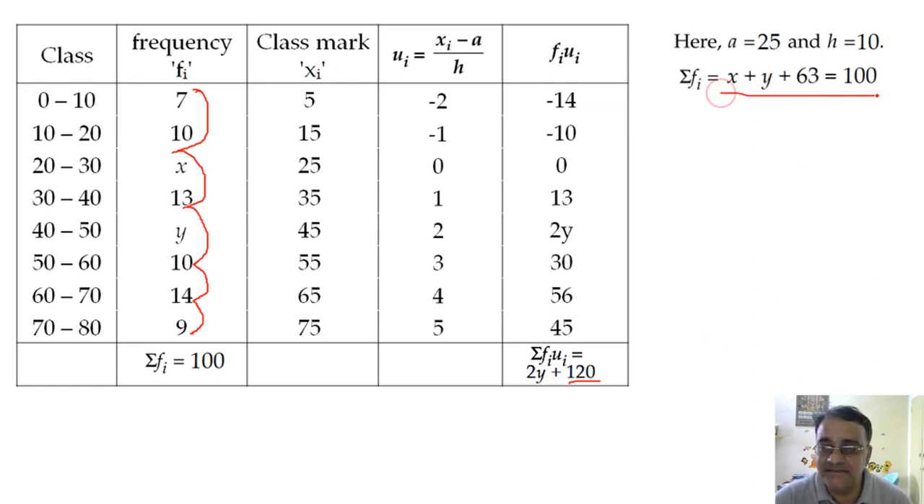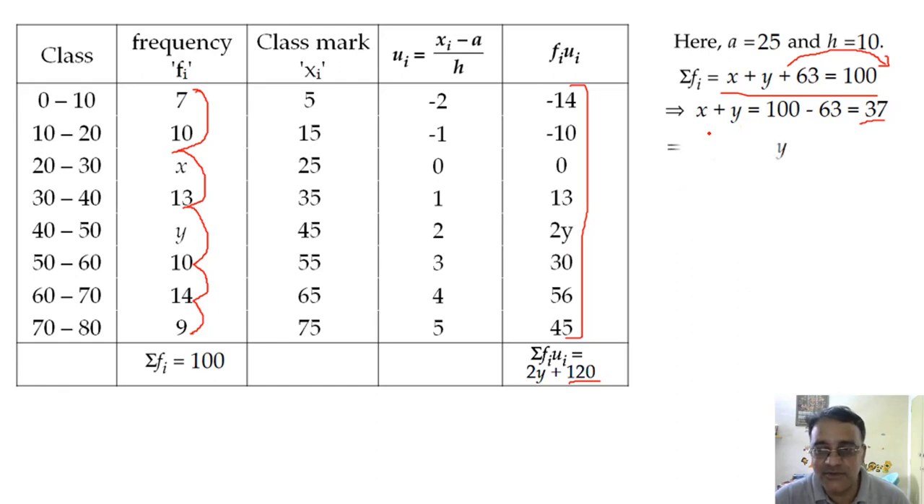Yes, sir. So what is x plus y? 100 minus 63, that is 37. So here, which variable is there in this? Only y. So we can write x is equal to 37 minus y. Whether this is clear? Yes, sir.